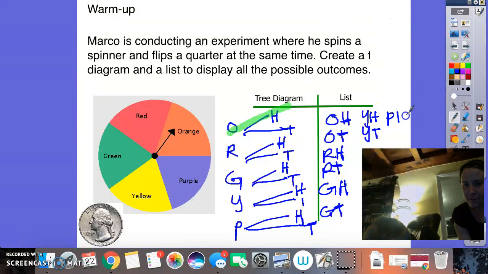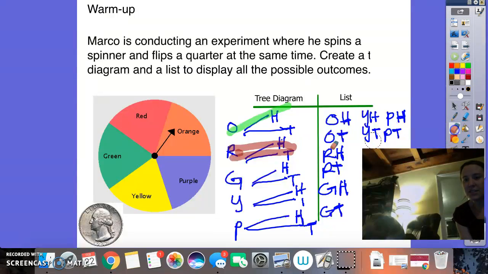And purple with heads or tails. So altogether we have 10 different outcomes that we could get with the spinner and the coin. So if I asked you, what's the probability of getting red and flipping tails? You would look at your list of outcomes and you would tell me, on that whole list, there's only one outcome that is red with tails. And so the probability is 1 out of 10.